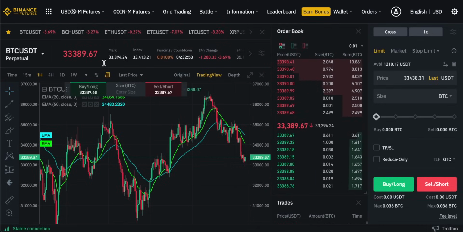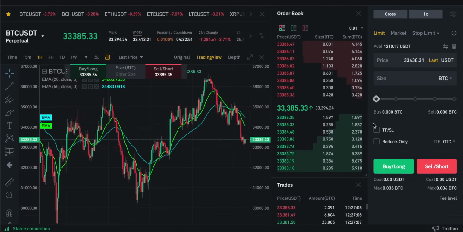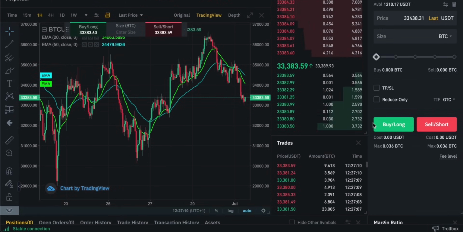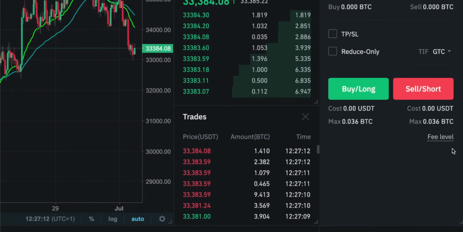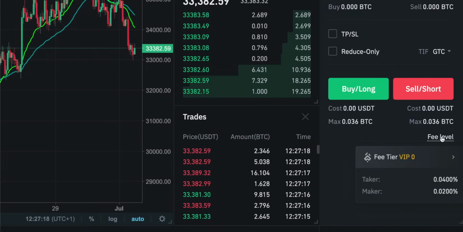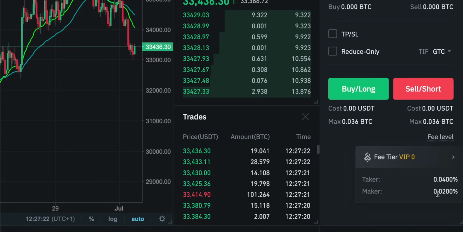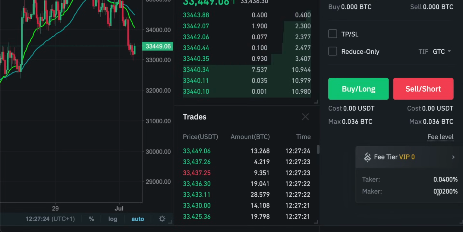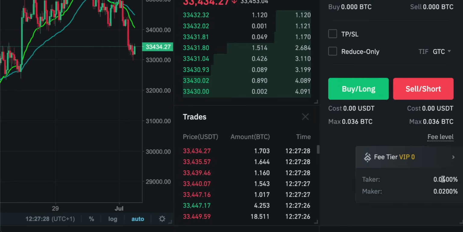Also, the fees are much lower for trading futures than in the spot market. You can actually come down here. We can see the fee level right here. There are two sets of fees. One is a taker fee and one is a maker fee. The maker fee, you'll be paying 0.02% as a trading fee. And then if you're a taker, you're paying a little bit more at 0.04%.